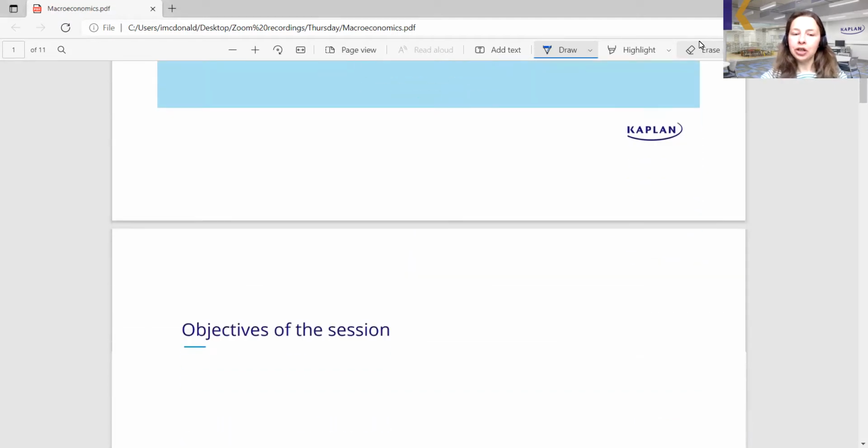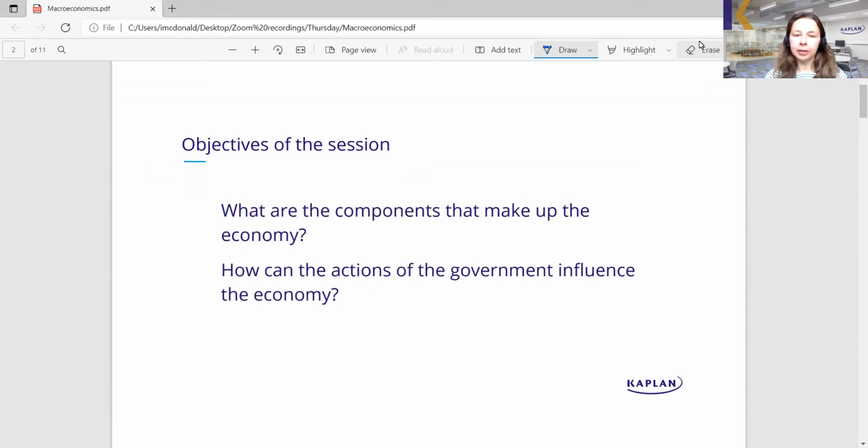So this session will cover the following two topics. We need to understand initially what are the components that make up the economy and how the economy operates. And then we're also going to look at the actions available to the government to influence the economy. We know that government would like every economy to grow. So what are the possible things that government can do to increase the size of the economy? So let's focus on this for a moment and introduce us to the key issues in regulating the economy.